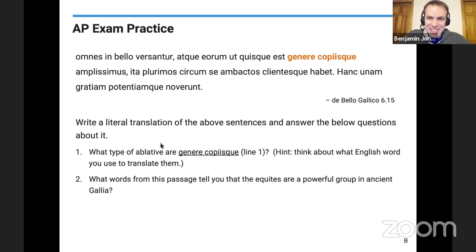Okay, so here we go. This is your homework, or your learning opportunity, from over the weekend. We love assigning homework over the weekend because that's the best way to spend your Saturday night, doing Latin. This was twofold. I wanted you to write a literal translation of the above sentences and then answer the two questions below. The first asks what type of ablative genere and copiisque are. Think about the English word we would use to translate them. Then, what words from this passage tell you that the equites are a powerful group in ancient Gallia? Are you ready? You have your learning opportunity answers in front of you.